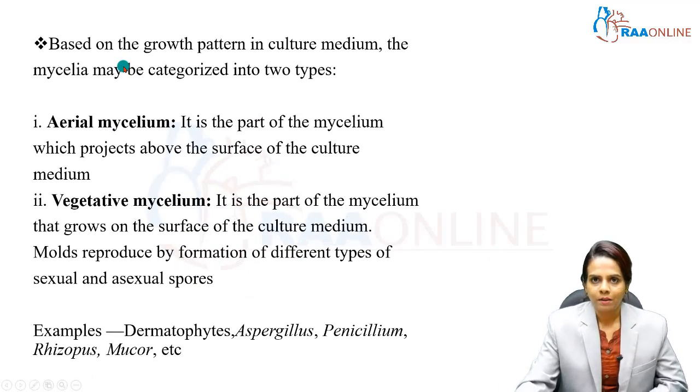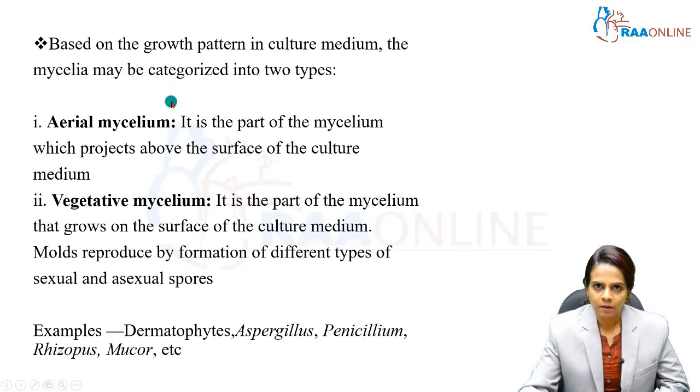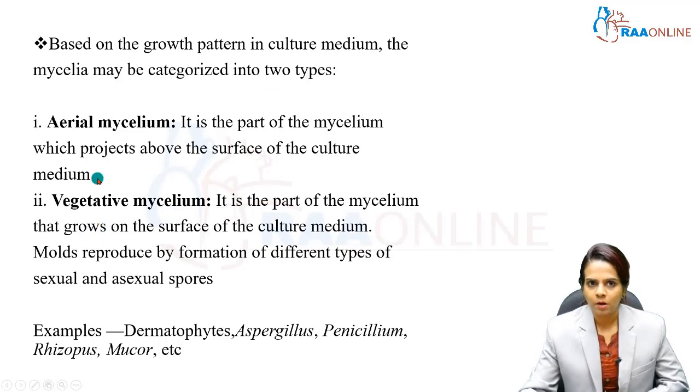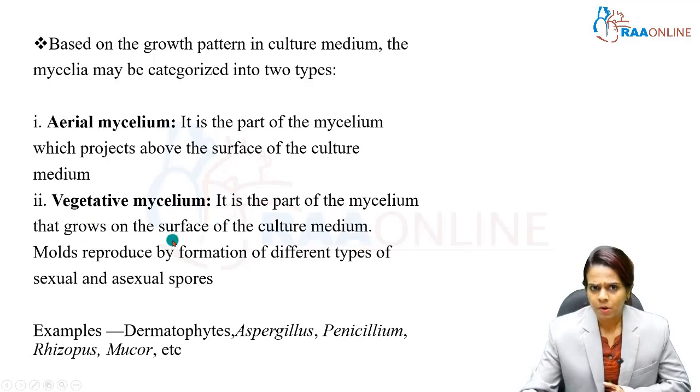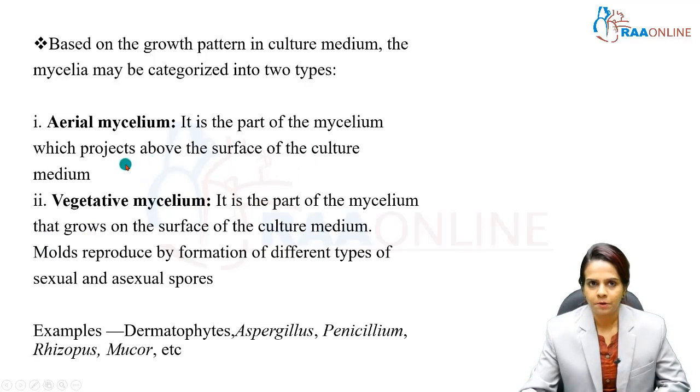Based on the growth pattern in the culture medium, the mycelia may be categorized into 2 types. One is aerial mycelium and the other is vegetative mycelium. Aerial mycelium is the part of the mycelium which projects above the surface of the culture medium. Whereas vegetative mycelium is the part of the mycelium that grows on the surface of the culture medium. So this is the difference between aerial mycelium and vegetative mycelium.